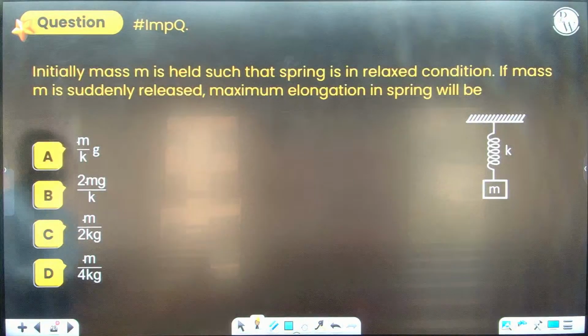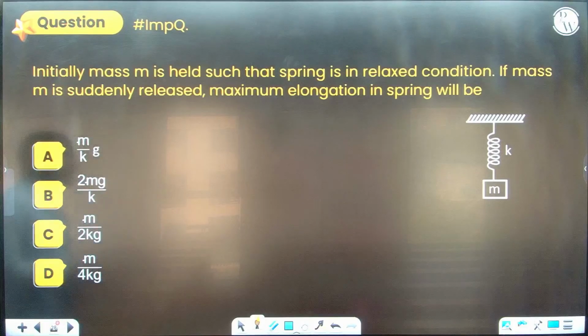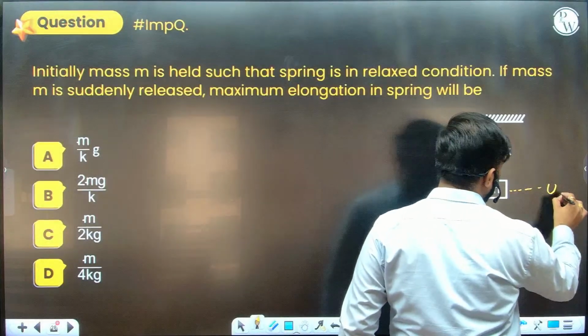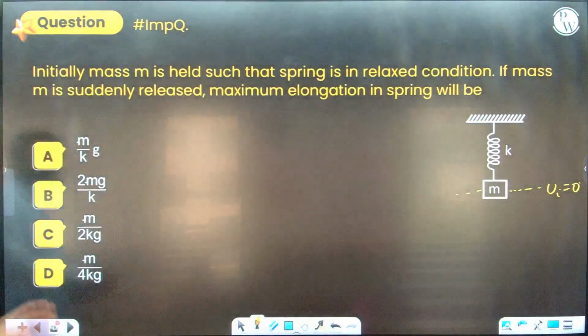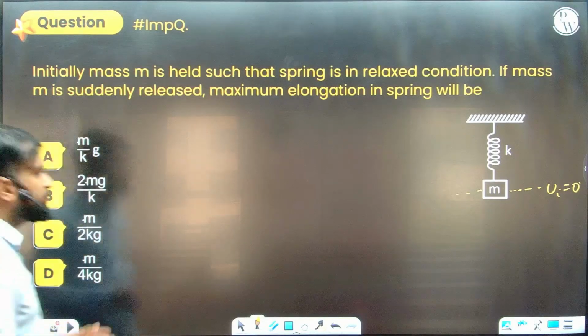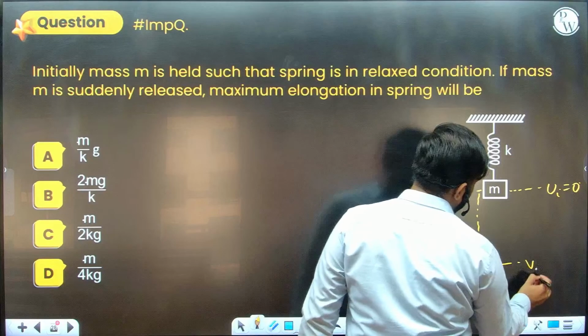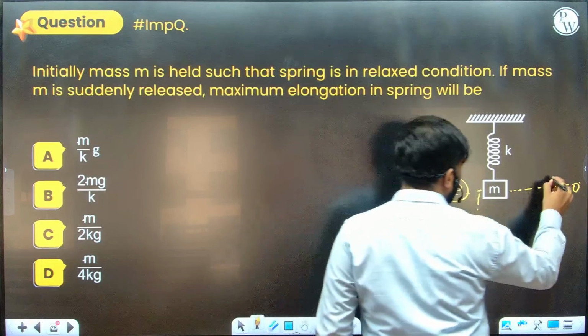Check. One more similar problem. Initially the mass m is held such that the spring is relaxed, so there is no extension or compression in the spring initially. So U initial was 0, and now what they are saying is we release it, and they are asking what is the maximum elongation in the spring. Maximum elongation again means it's going down and its final velocity becomes 0, while I know the initial velocity was also 0.